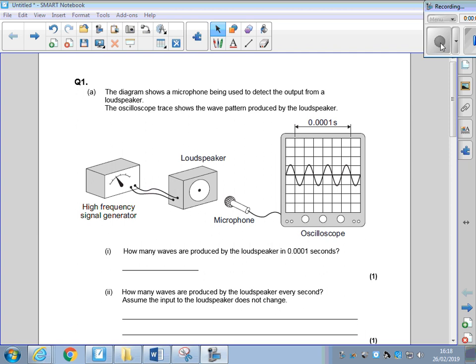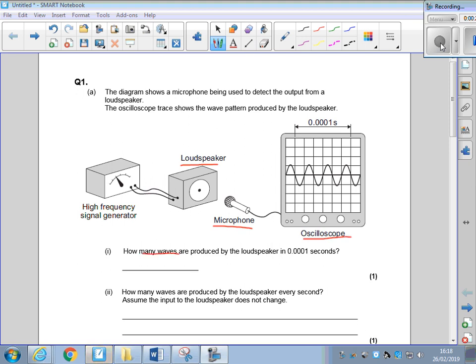Quite a tricky question based on the speed of sound and ultrasound and sound traveling in different materials. It comes down to looking at a couple of readings on oscilloscopes. So we've got a diagram, with a signal generator going to a loudspeaker, and that's getting picked up by a microphone. And here's our oscilloscope showing the waves coming through.